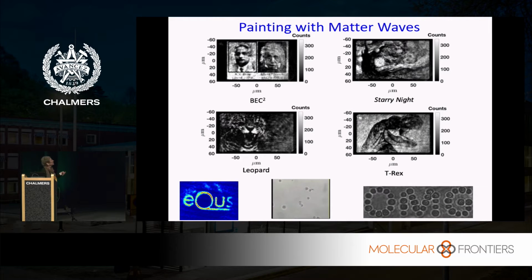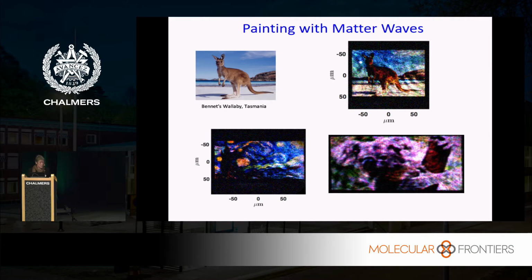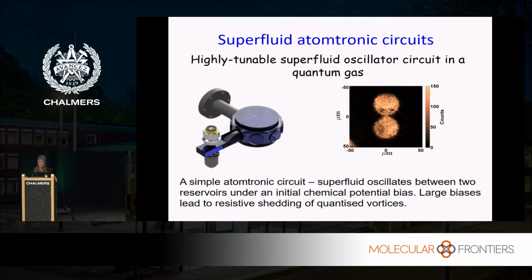And of course, you can play further if you want to enter the world of quantum art. So we have Bose Einstein, we saw that. We have Starry Night, Leopard, T-Rex, and then I can play with light and create those images that I showed you before. And I wouldn't be coming from Australia not to show you that I can also create a Bose Einstein condensate of a kangaroo and do the advertisement for a lot of things. Okay, so but back to science now.